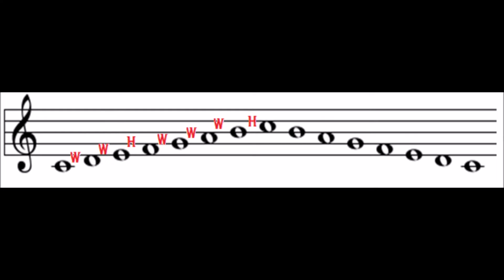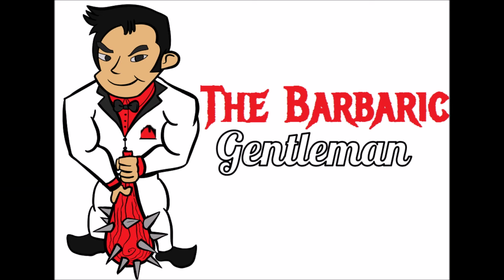As you can see, C to D is a whole step, as is D to E. E to F is a half step, F to G is a whole step, G to A is a whole step, A to B is a whole step, and B to C is a half step. Using this formula, you yourself can write any Ionian major scale, starting with any of the available tonic notes.